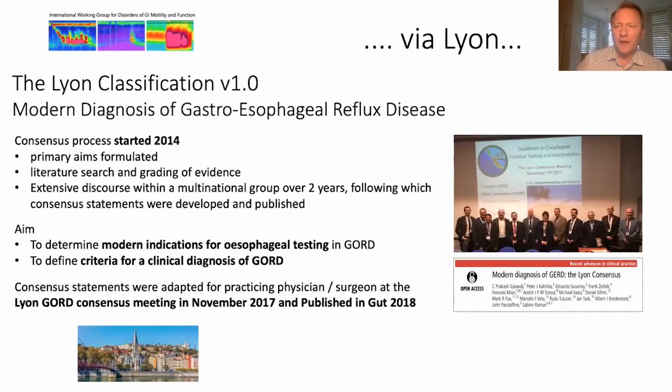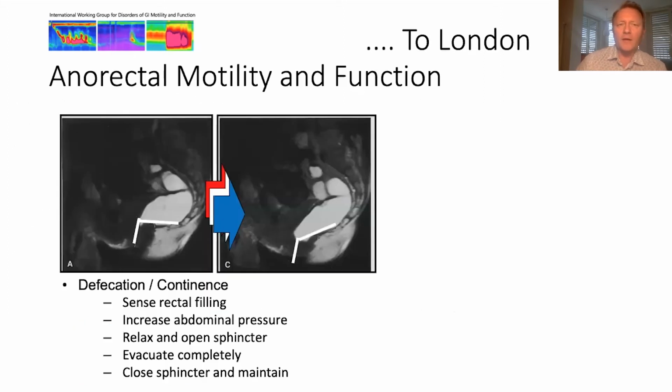Together with that gathered, developing the Lyon classification for gastroesophageal reflux disease, which is a more complicated disorder, which definitely needs more than one form of investigation to diagnose clearly. This was the experience that we brought to bear at the London classification of anorectal motility and function.